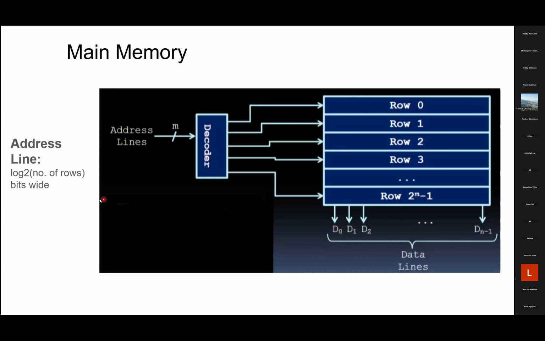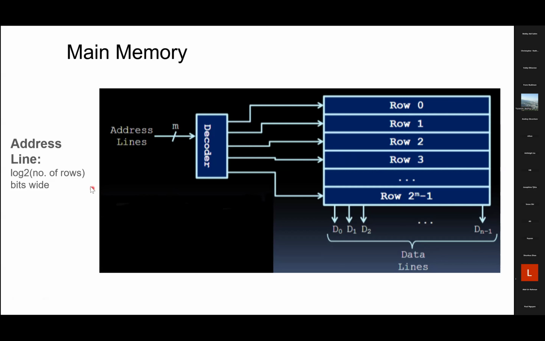So next one. Similar to the register file, we have our main memory. This one can store a larger amount of data. However, it is slower. It is slower for us to access, store, read, or write into this main memory.